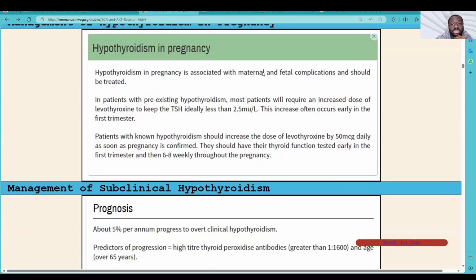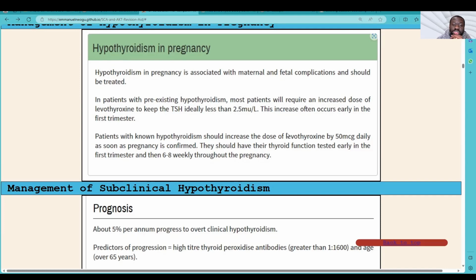Hypothyroidism in pregnancy is associated with maternal and fetal complications and should be treated. In patients with pre-existing hypothyroidism, most patients require an increased dose of levothyroxine to keep the TSH ideally less than 2.5 milliunits per liter. This increase often occurs early in the first trimester. Patients with known hypothyroidism should increase the dose of levothyroxine by 50 microgram daily as soon as pregnancy is confirmed.